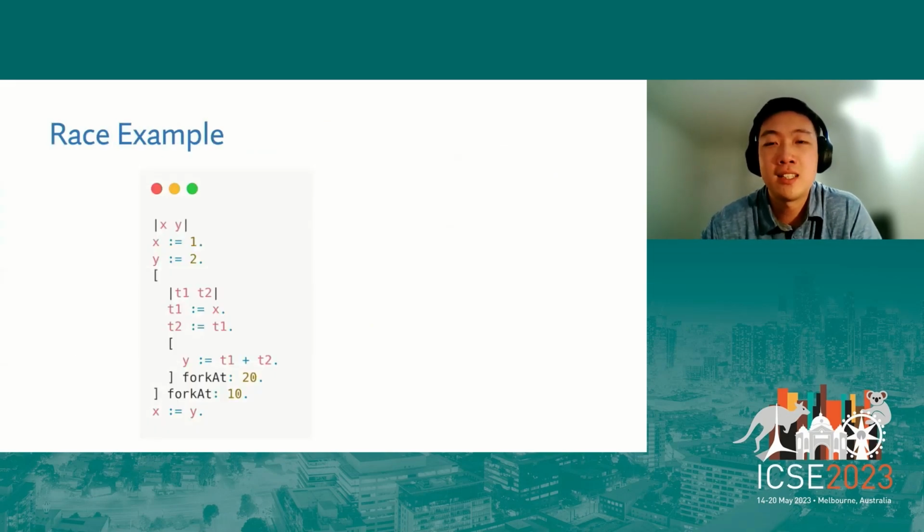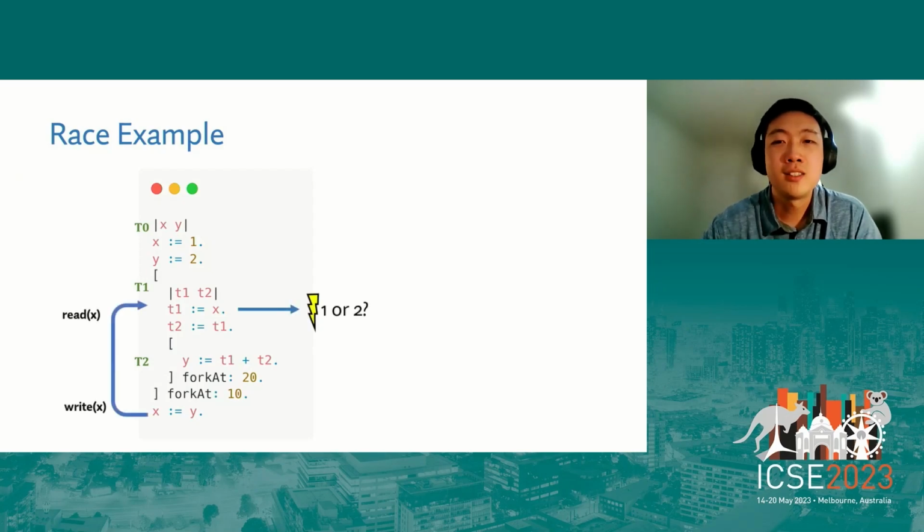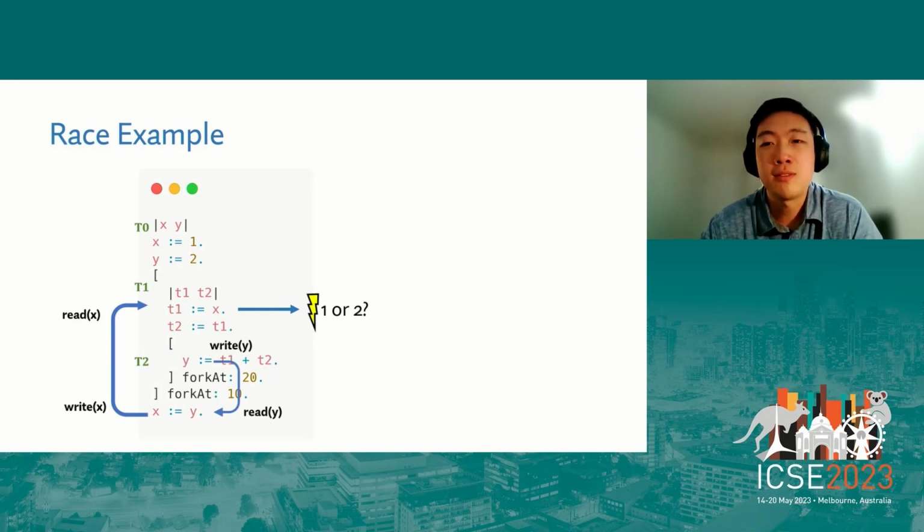So let's take a look at a code example. In this example, each fork message sent to a code block indicates the creation of a new thread. So in this case, we can see there are three different threads: the main thread T0, thread T1, and T2. Two data races are found in this example. The read on X in thread 1 can race with the write to X in the main thread T0. And also, the read on Y can race with the write to Y in thread T2.